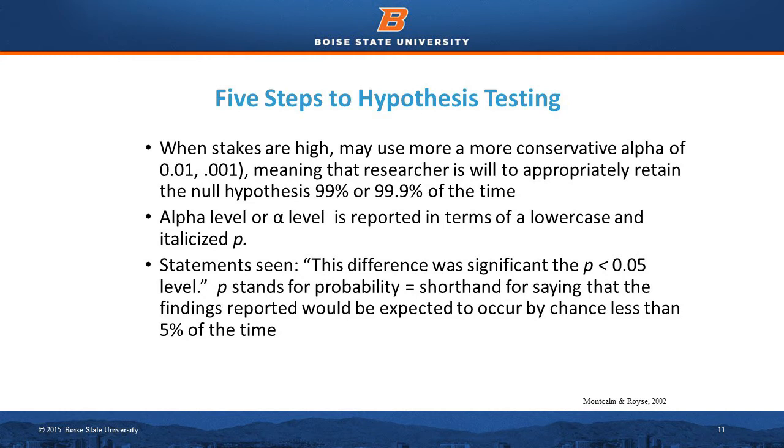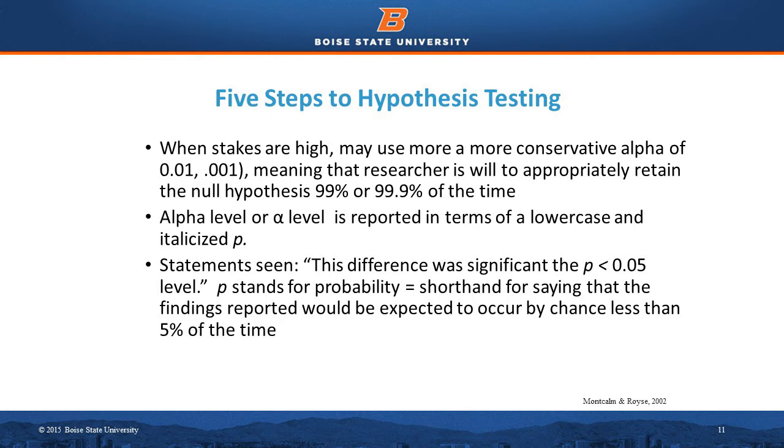For example, when comparing different antipsychotic drugs, we need to be more conservative to ensure safety of those who would be receiving such drugs. Considering this example, we might use a more rigorous alpha of 0.01, meaning that the researcher is willing to erroneously reject a null hypothesis 1% of the time, or is willing to appropriately retain the null hypothesis 99% of the time.